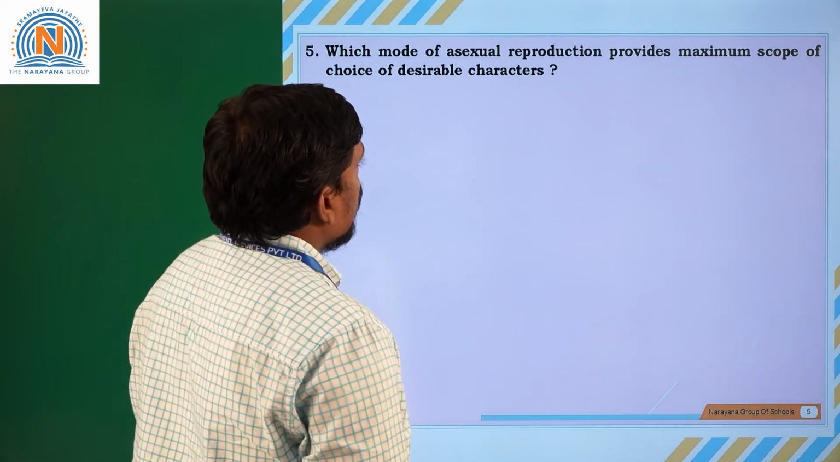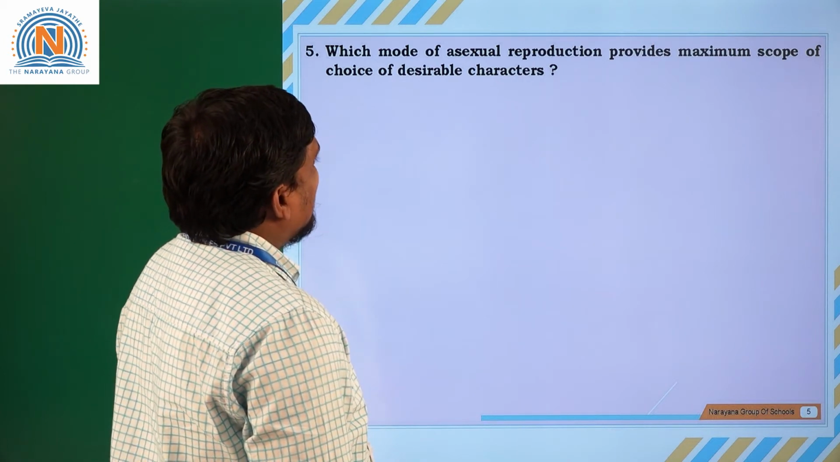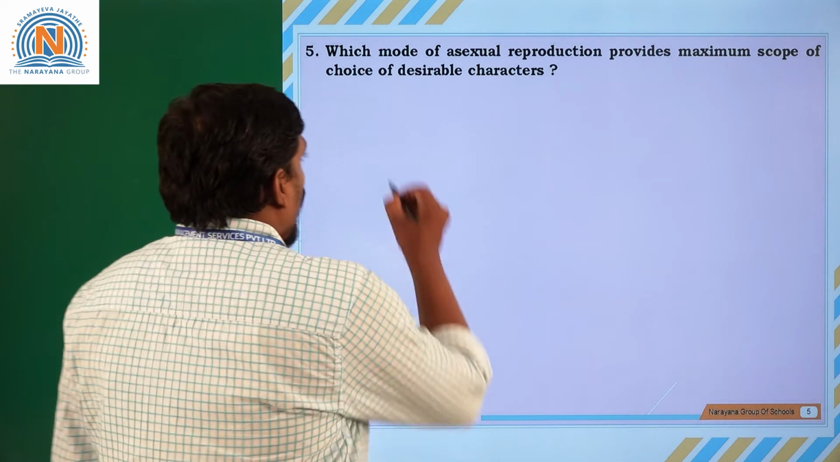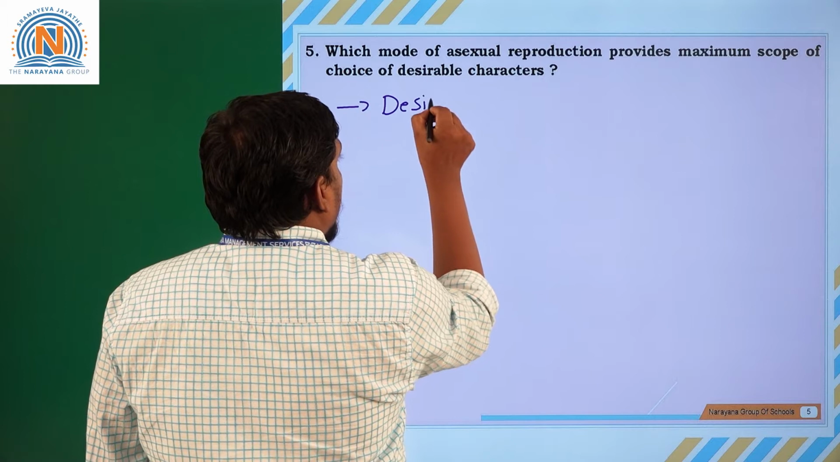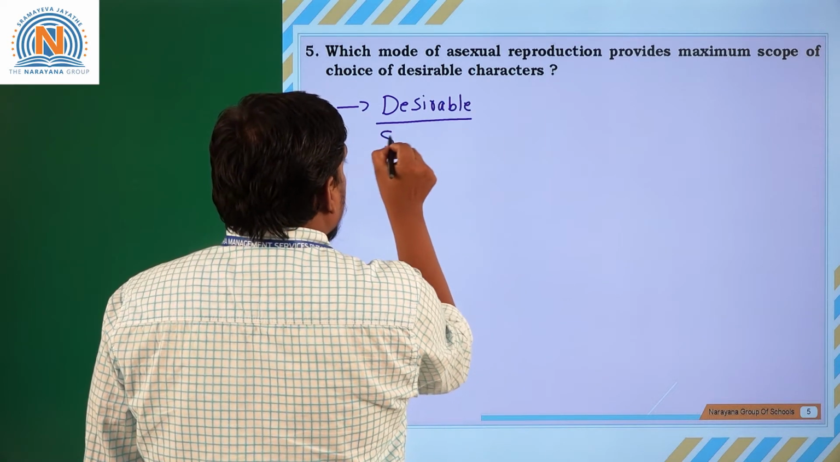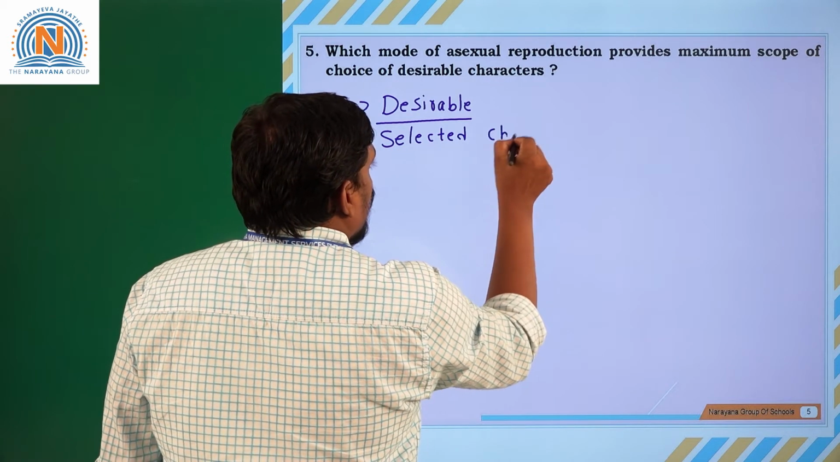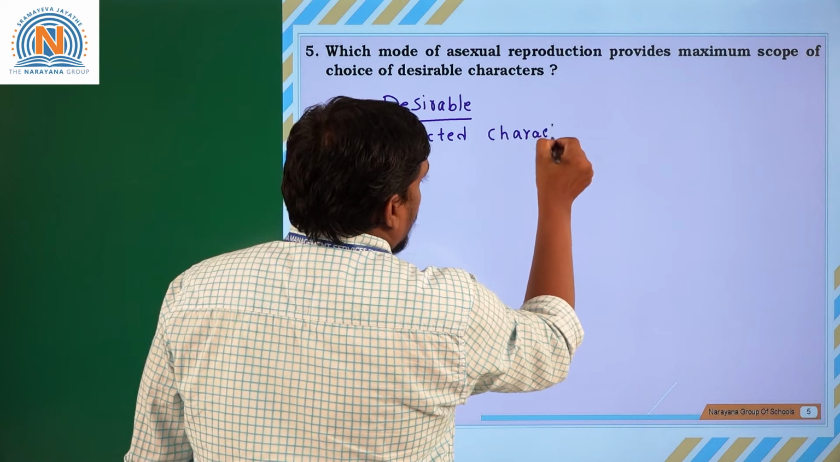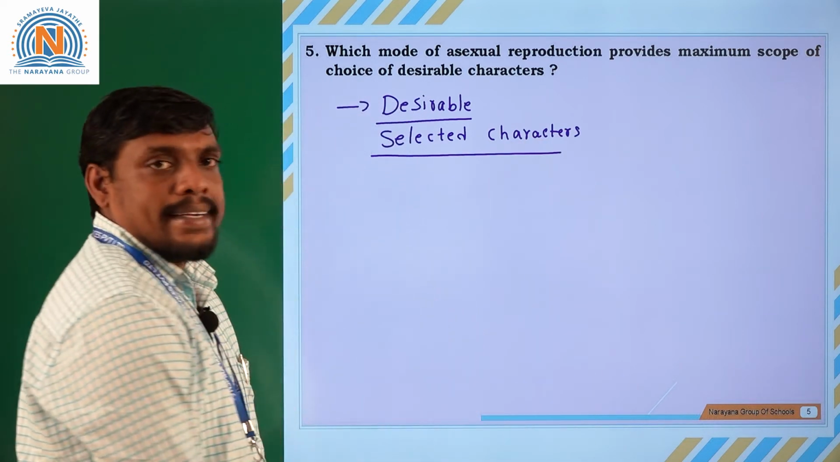Which mode of asexual reproduction provides maximum scope of choice for desirable characters? What do you mean by desirable characters? Can you define desirable characters? Selected characters or useful characters. Selected useful characters are generally called the desirable characters.